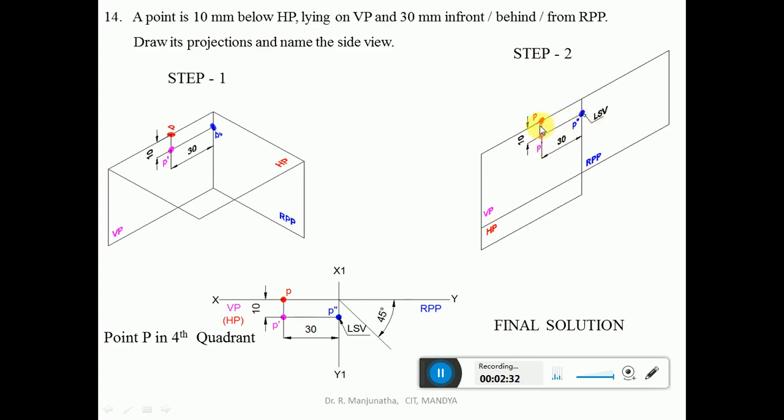And draw a vertical projector from here. The distance below HP is seen in VP. So from this XY line, you mark this point of 10 mm, and since the image is on VP, you are going to get P dash. And this point is lying on VP, so obviously that point will be on HP, so you are going to get it on the XY line.